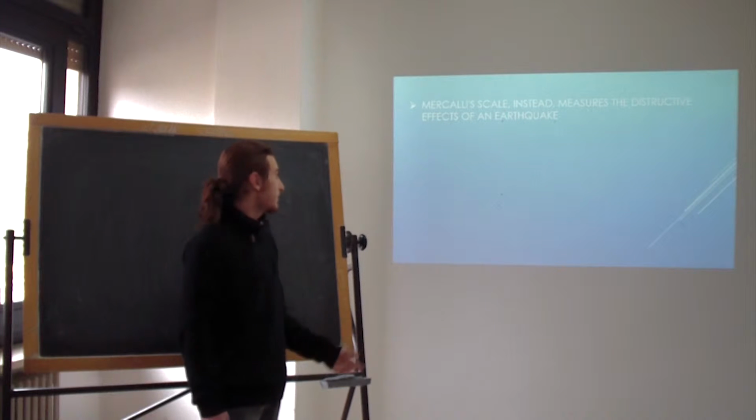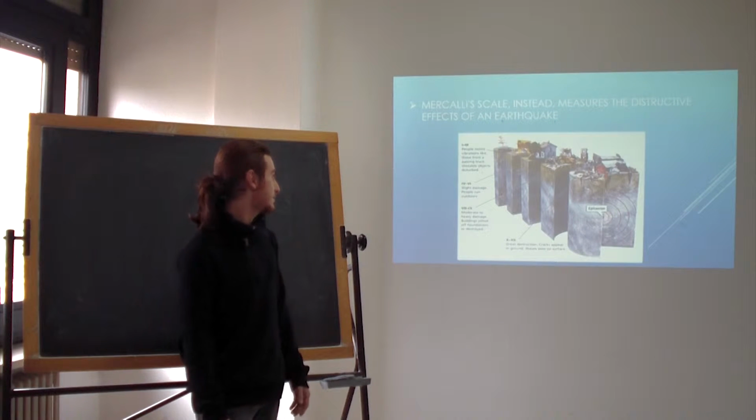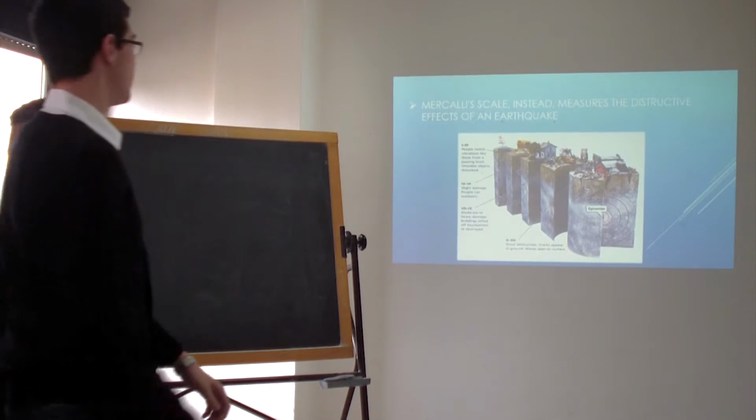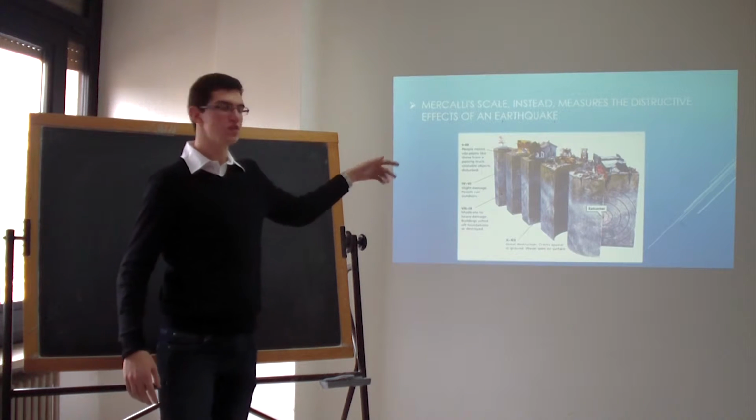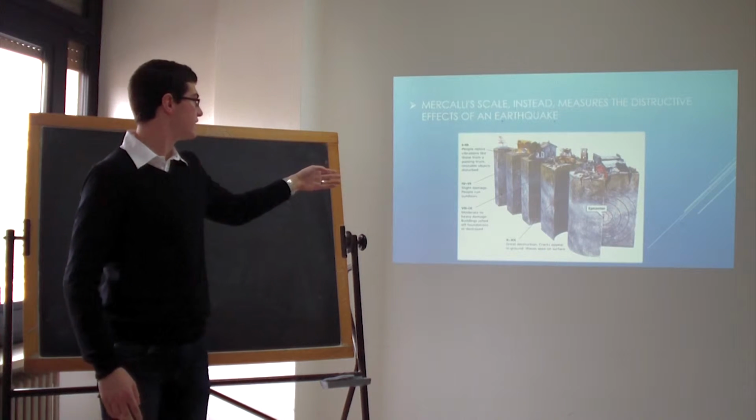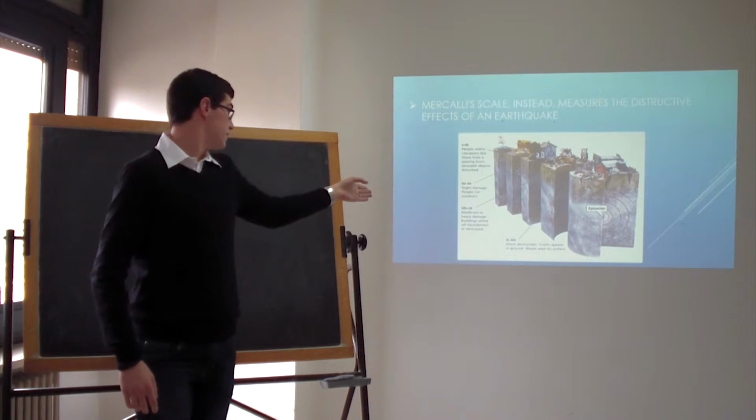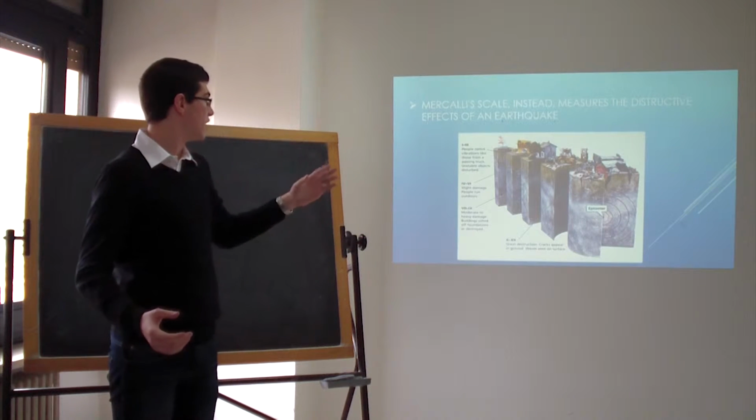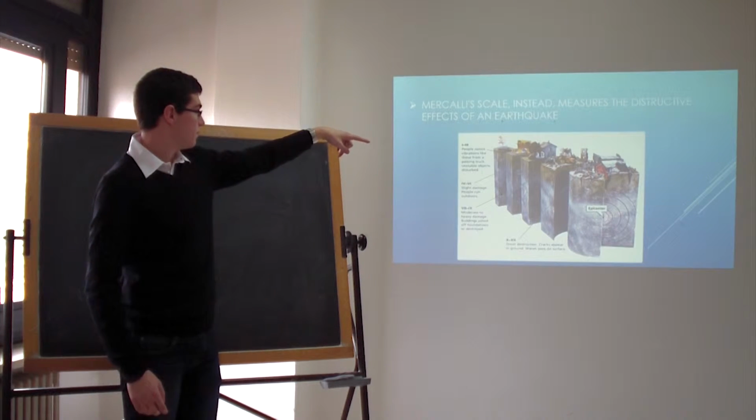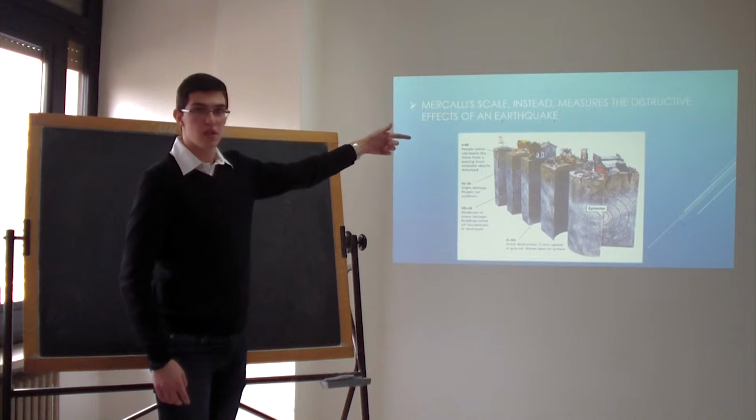Mercalli scale. Instead, it measures the destructive effect of an earthquake, and this image represents it. But Lorenzo will explain this image. Yeah, from 1 to 3 there are only vibrations, and then from 4 to 6 there are slight damages, and from 7 to 9 there are moderate and heavy damages, and some buildings fall down. And then from 10 to 12 there is great destruction, a lot of buildings fall down. We can see in the Earth's crust some cracks, and the seismic waves of the earthquake appear in the Earth's crust.